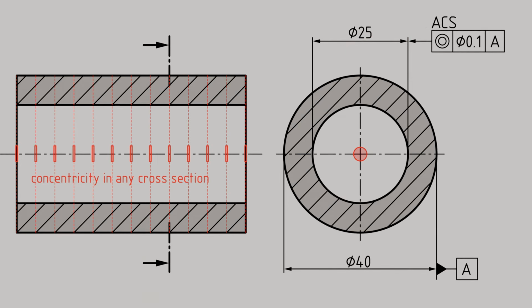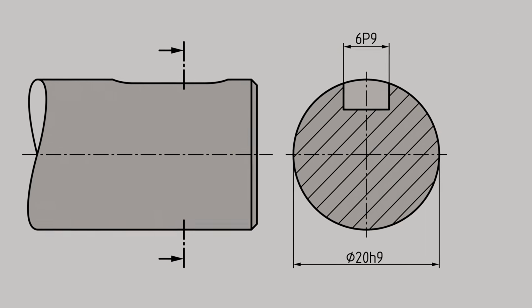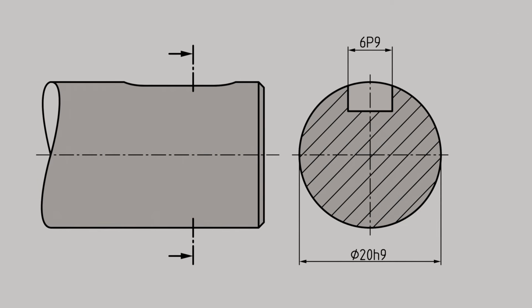Now let us move on to another location tolerance, symmetry. Consider the illustrated example of a shaft with a keyway cut into it.